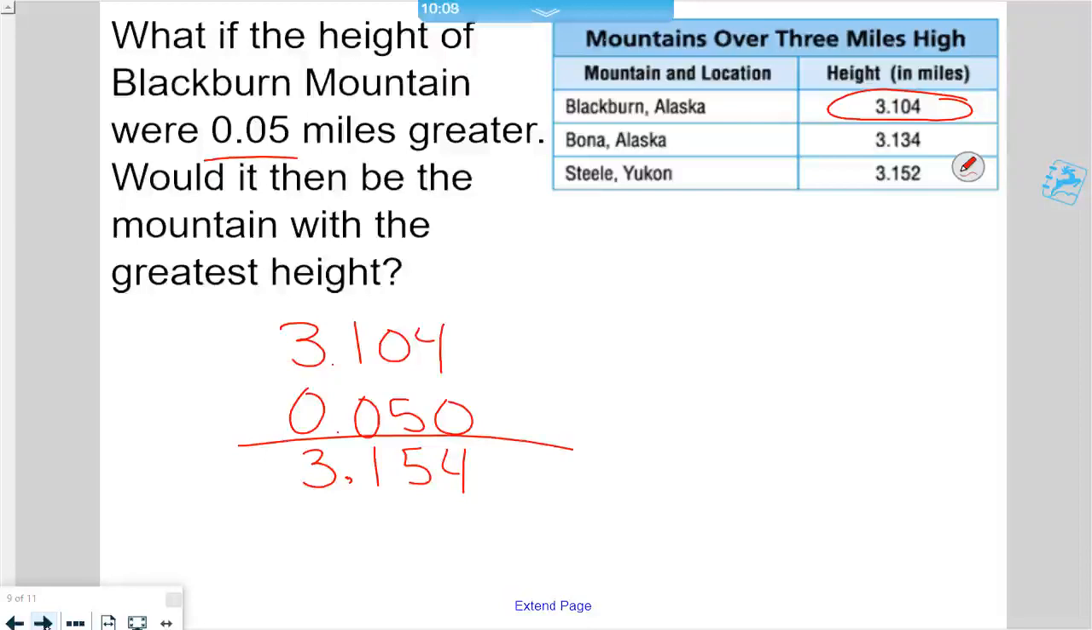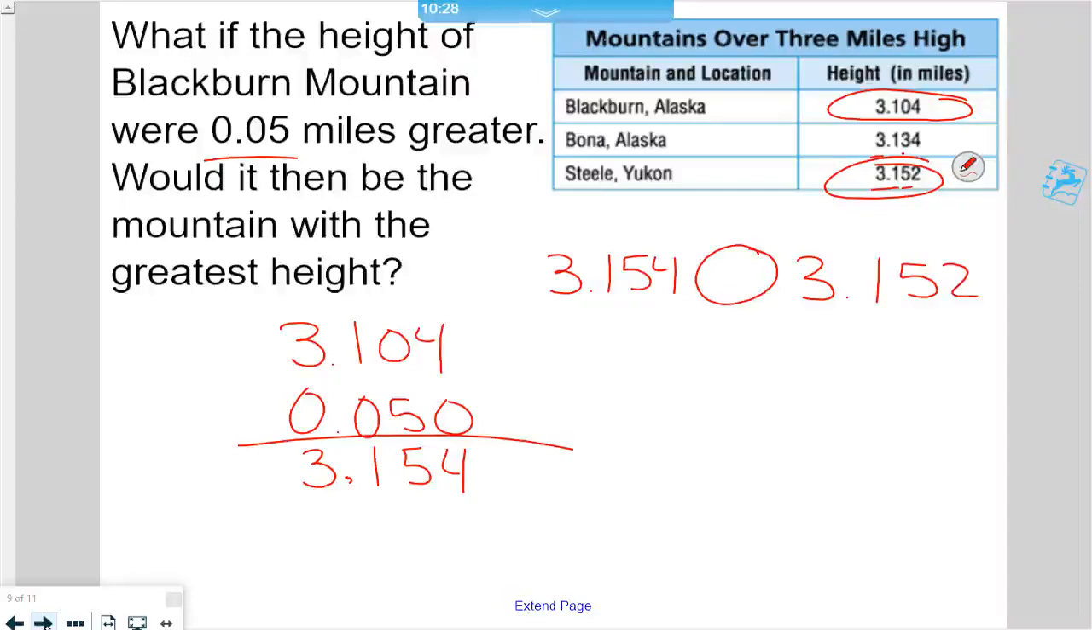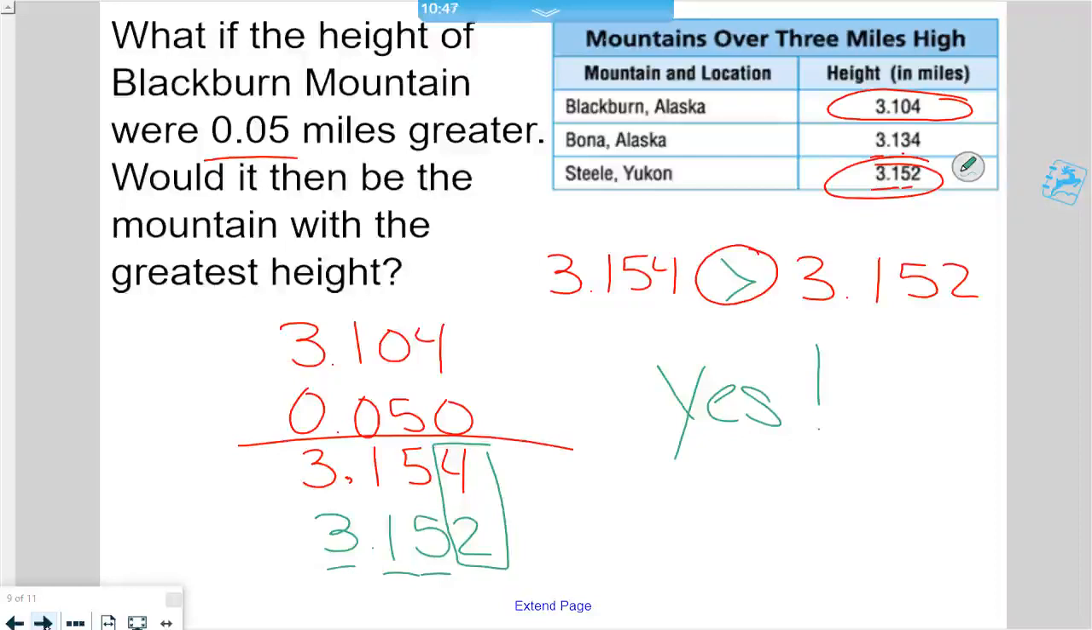So now I need to come up here. Which one was bigger? 3, 3, 1, 1, 5, 4. So this would be my second biggest. So I'm going to go 3 and 154 thousandths, because that's what we just did. Compare that to 3.152. Same, same, same. Looking here, 4 is greater, so the answer would be yes. It makes it bigger, to make it the greatest height.